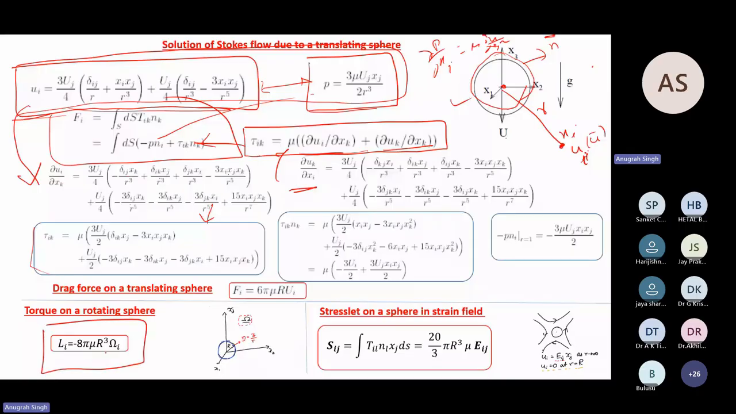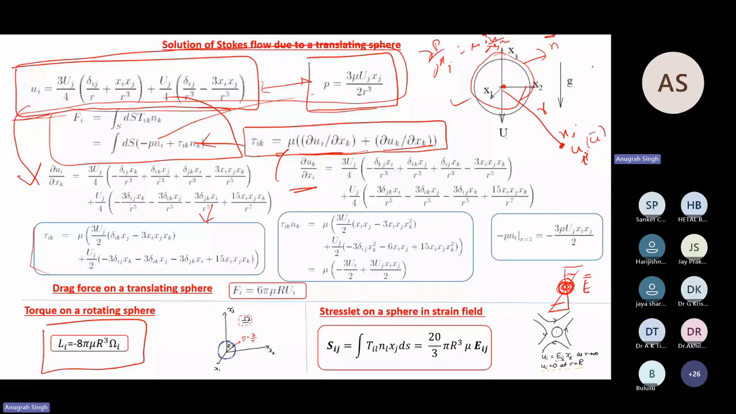R is the radius, omega is the rate of vorticity of your particle. In the same way, you can also solve this problem when you have a particle in a rate of strain field. That means you have a rate of strain field and you put a particle of radius r.